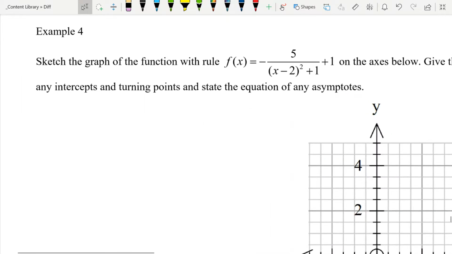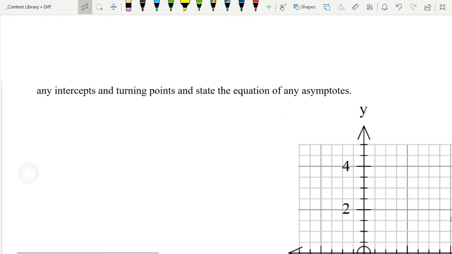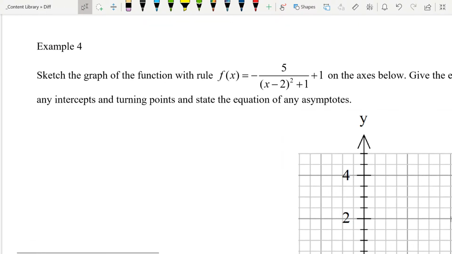I have 2 more graphs. Okay, I want 2 more. This one, sketch the graph of this function. What do you think this +1 would do? Shift up, right? Up for 1 unit. So let's have a think.